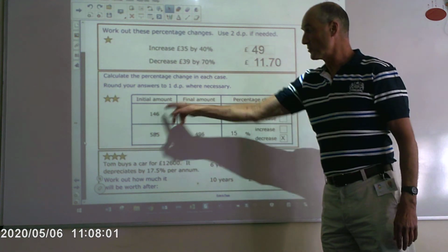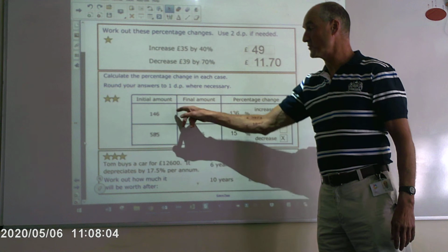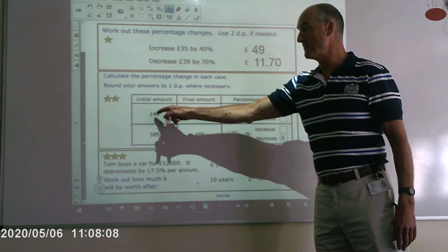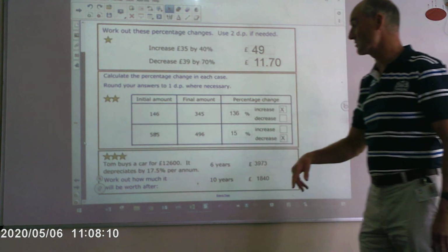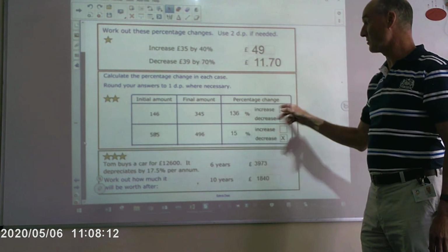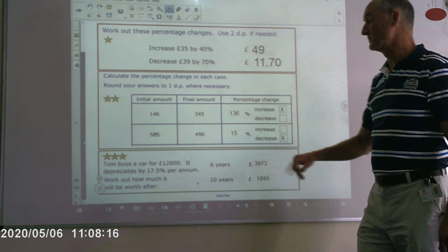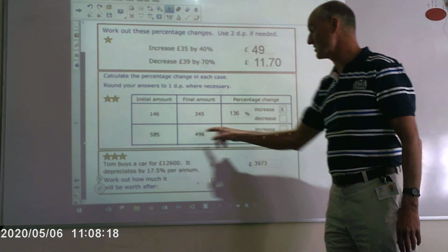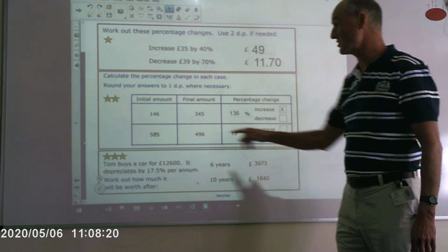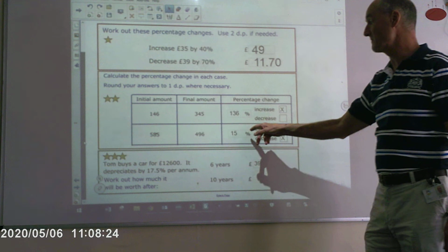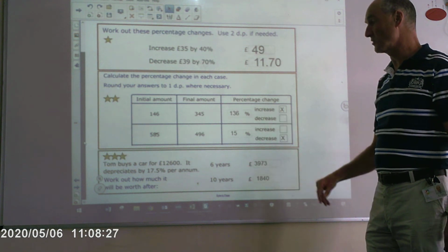What's the difference between these two numbers? Take the difference between those two numbers as a proportion. So it's going to be a top-heavy fraction of your 146 original. It is an increase, it's going up in value, 136%. Difference between the two numbers, it's going down, so it's going to be a decrease. Difference between the two numbers as a proportion of your 585, 15% decrease.